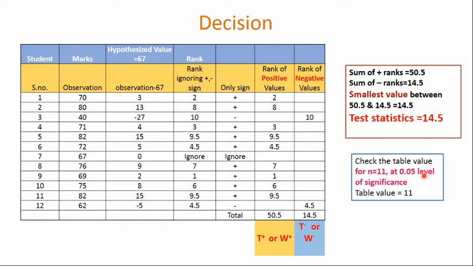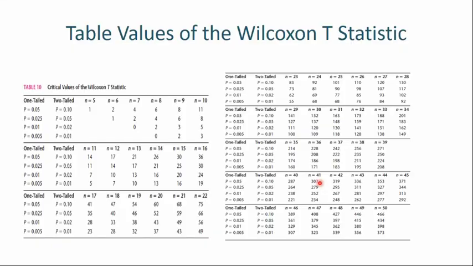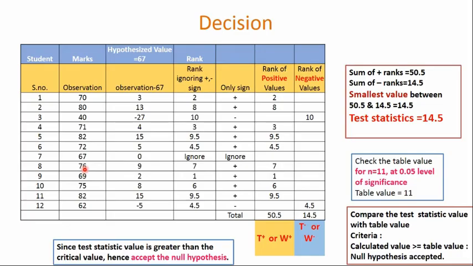At 5% level of significance, check in the table. I have a table in my slides. This is a table, these are the values, Wilcoxon T statistics. One tail, two tail. I have to check two tail. This is 10% level of significance, 5% level of significance. I have to check at 5%, and n is 11. The value is 11.